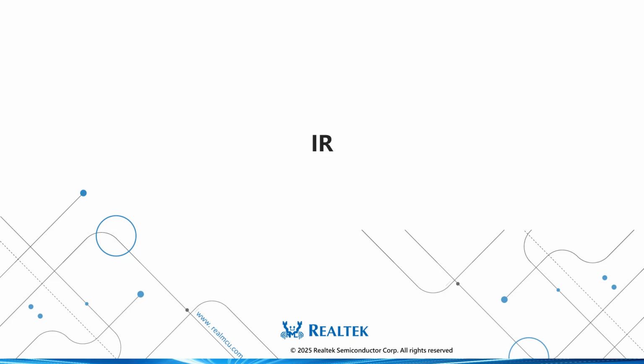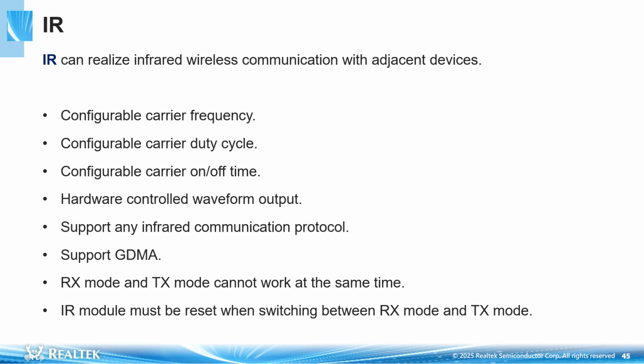Next, we will introduce IR. The infrared module can realize infrared wireless communication with adjacent devices. IR supports configurable carrier frequency, configurable carrier duty cycle, and configurable carrier on/off time.